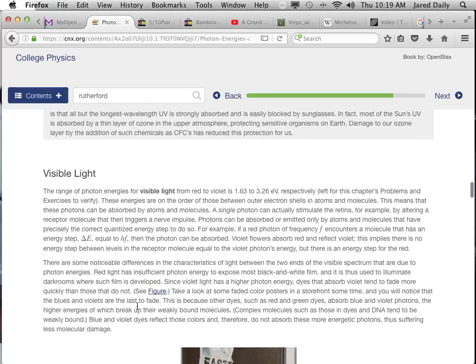Okay, so here's the electron volts for visible light, 1.63 to 3.26 electron volts. Visible light, red to violet.